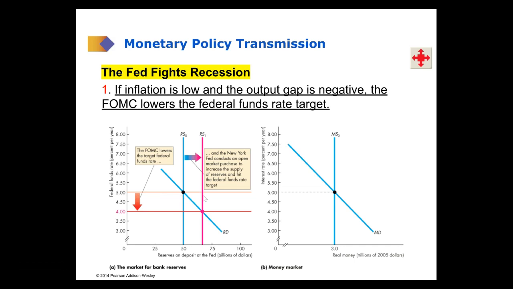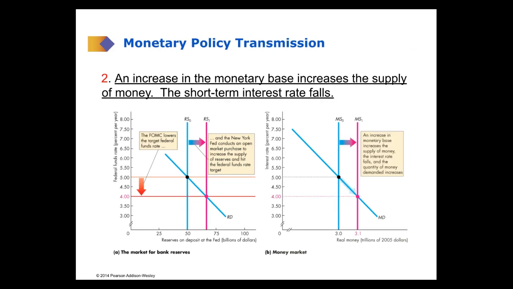And if you notice what happens here, they set the target rate to a lower number and then conduct open market operations to get the supply of reserves to be equal to the demand for reserves at that lower rate. And so the first thing is to set that target and then conduct the open market operations. The result of that, more reserves in the system, more loans, is more money. There's more money in the system. Interest rates will fall.